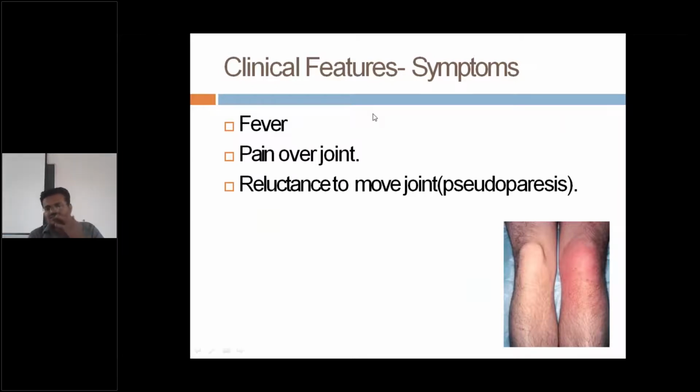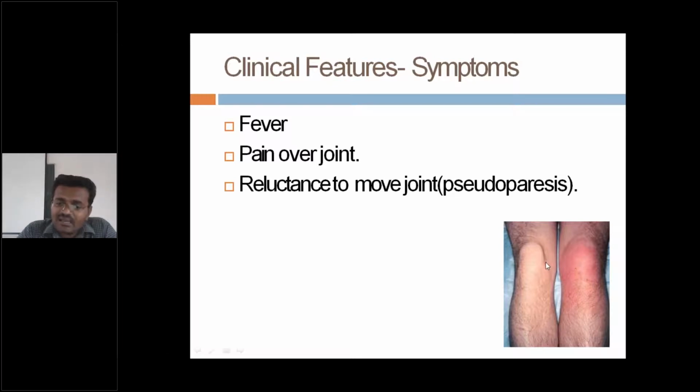So how do we diagnose it? A patient came to you, so what happens? First of all, he will come with knee swelling. That is obvious, and there will be local redness. Anytime, we should compare with the other side, because we have two upper limbs and two lower limbs, so we should compare with the other one.